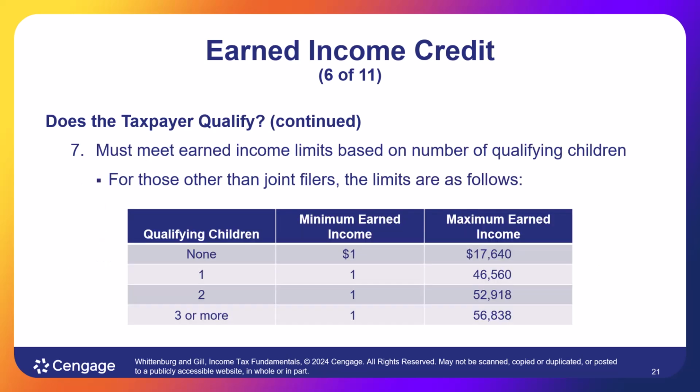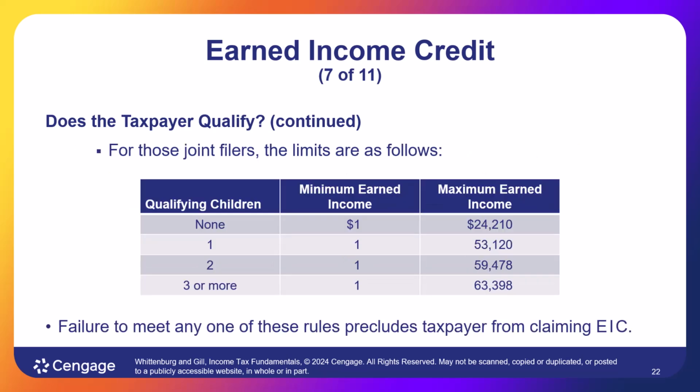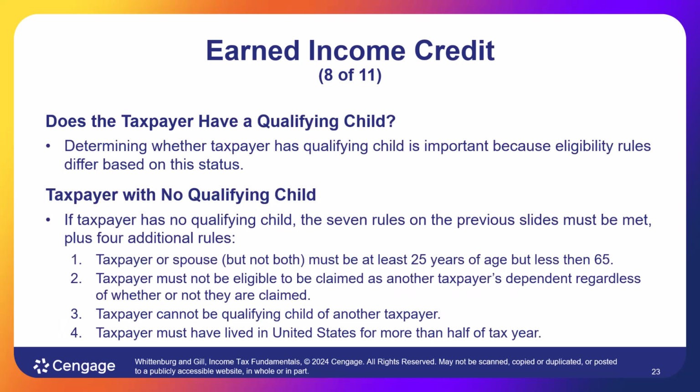You must meet the income limits based on the number of qualifying children. That's the 7th question you must answer, right? Failure to meet any of the preceding rules will preclude a person from claiming EIC.